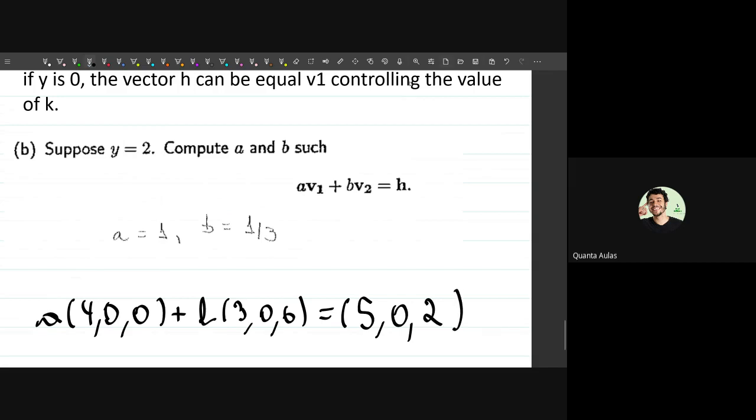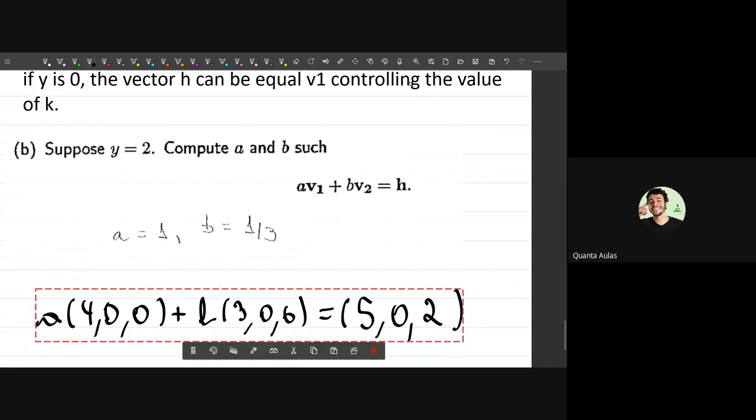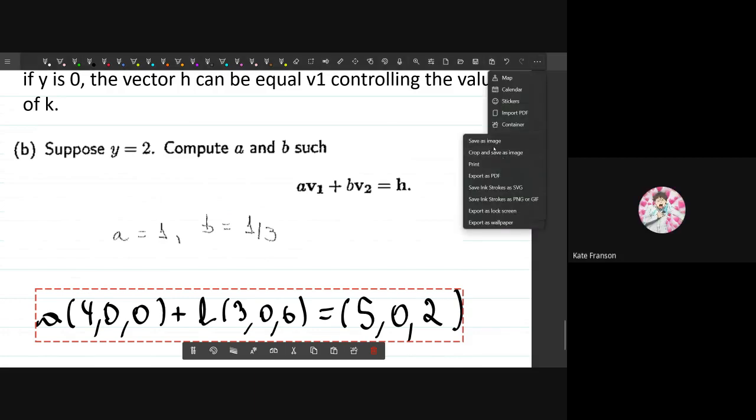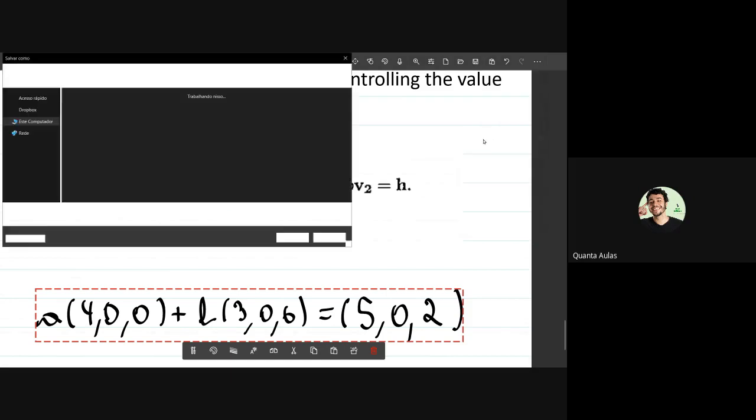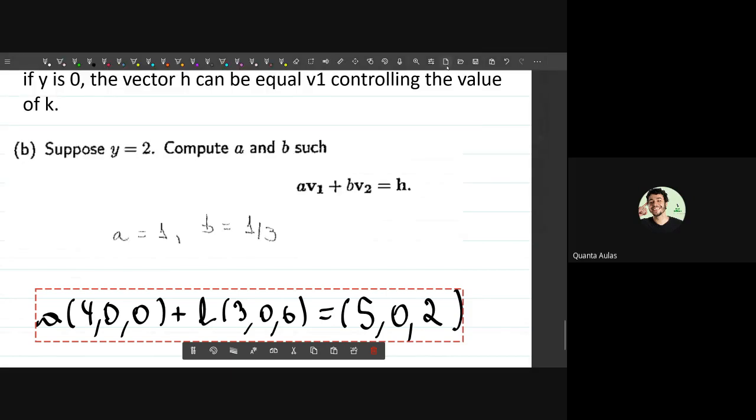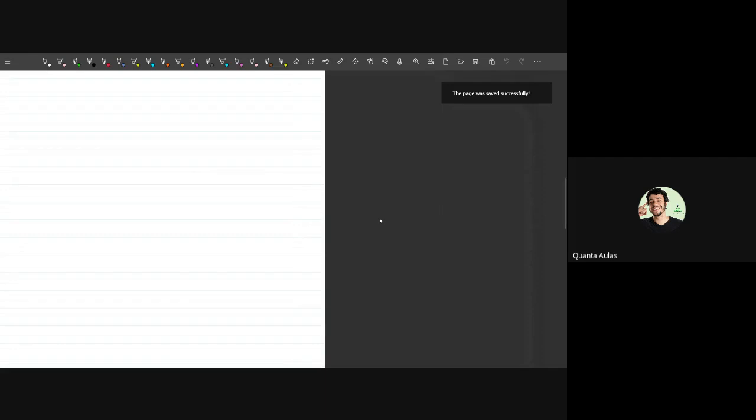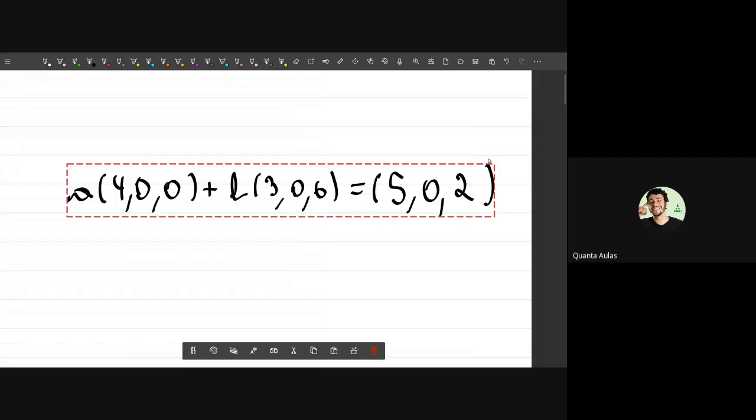Okay, so I don't have more space in this file. I will open another one. Just a second. Okay, I will open another one. Okay, it's here.